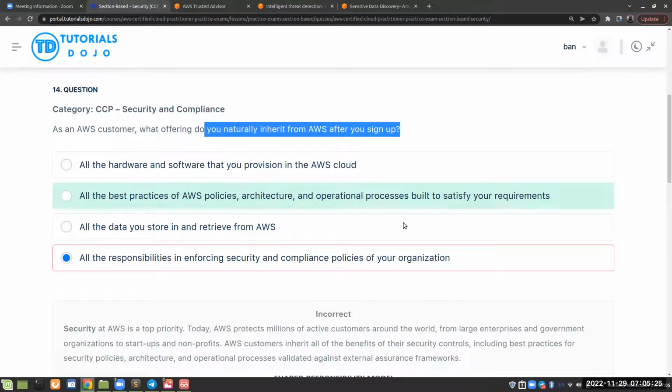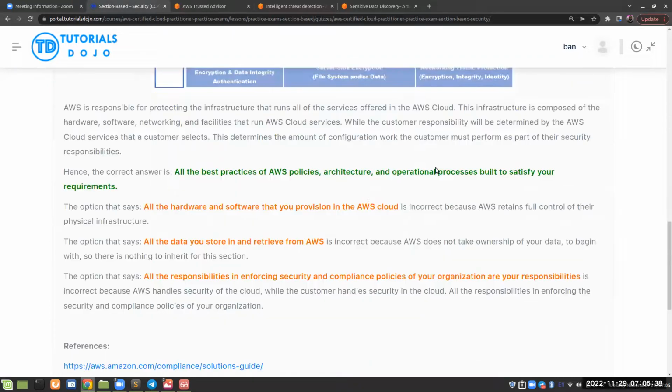So remember, you have just signed up. Immediately after you sign up, AWS has been built to meet some particular requirements. So when you sign up, you then have access to those requirements. But let's see what they have said here.